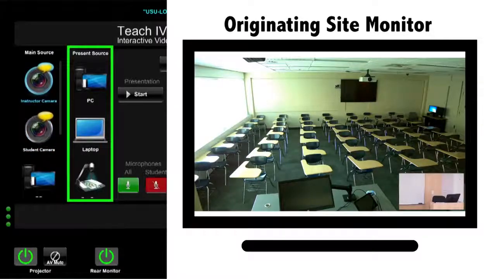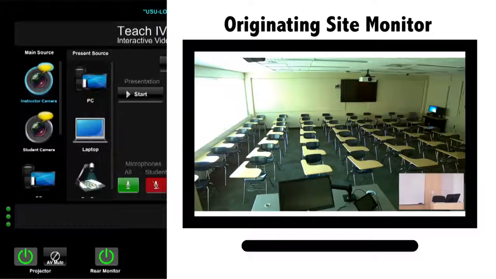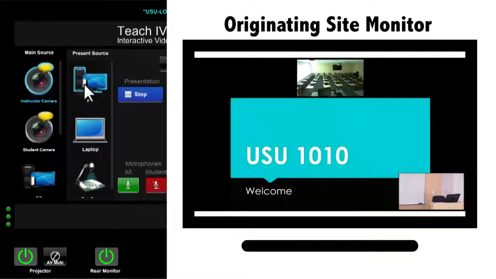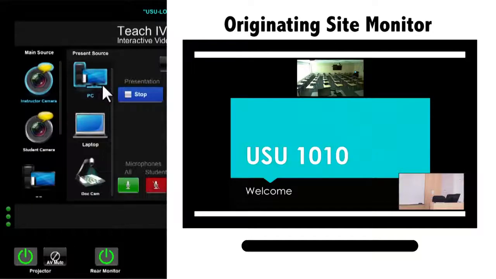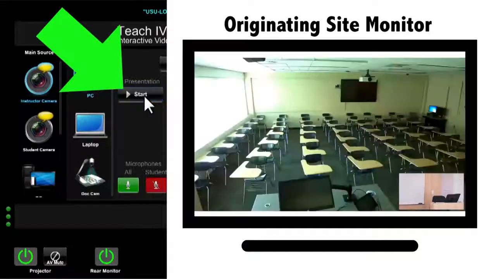The present source is an optional source that can be sent out along with the main source. When a present source is selected, it will, by default, appear larger than the main source at the received sites. Present sources are useful as they allow the received sites to see both the present source along with the presenter. Some of the available present sources found in most rooms include the classroom PC, laptop, and document camera. When a present source is selected, we can stop it if we choose by simply pressing this stop button.